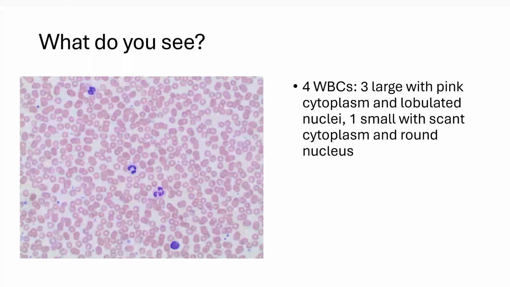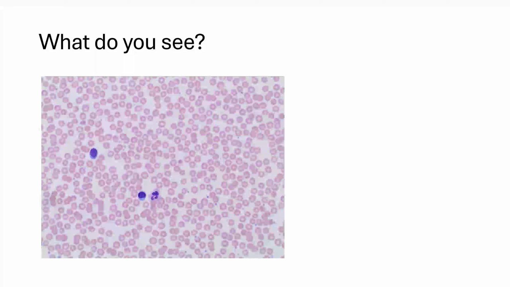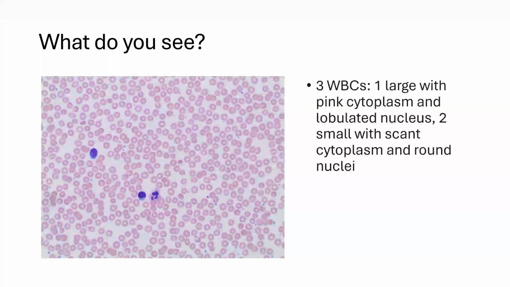You just automatically notice that the cells look different. Some are larger than the others, and some have more convoluted nuclei than the others. What do we see here? Again, red blood cells and platelets, but the white blood cells are different. We see two of the smaller cells with round nuclei and scant cytoplasm, and one of the larger cells with pink cytoplasm and a convoluted nucleus. Again, your eye recognizes this automatically.